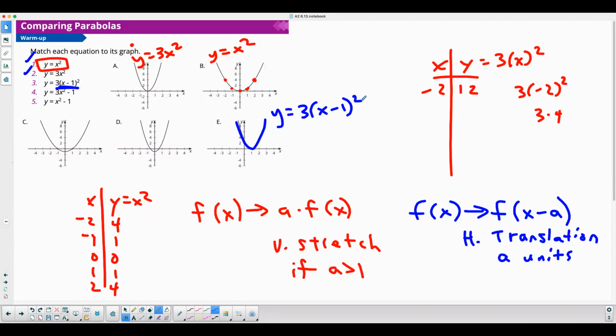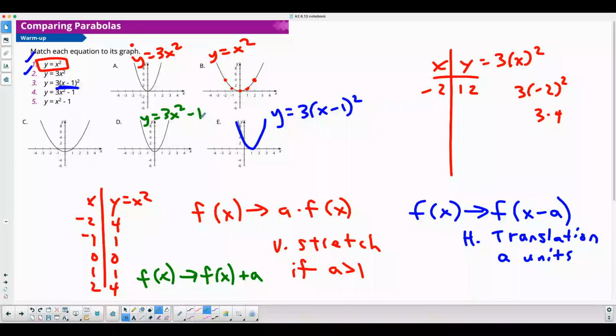So then that's pretty easy. We could say the fourth one is minus 1. So that's going to be, your other rule was, I'll write it right here, f of x goes to f of x plus a. That's my vertical translation. So since it's minus 1, it goes down 1. So this one here is y equals 3x squared minus 1 on the outside.